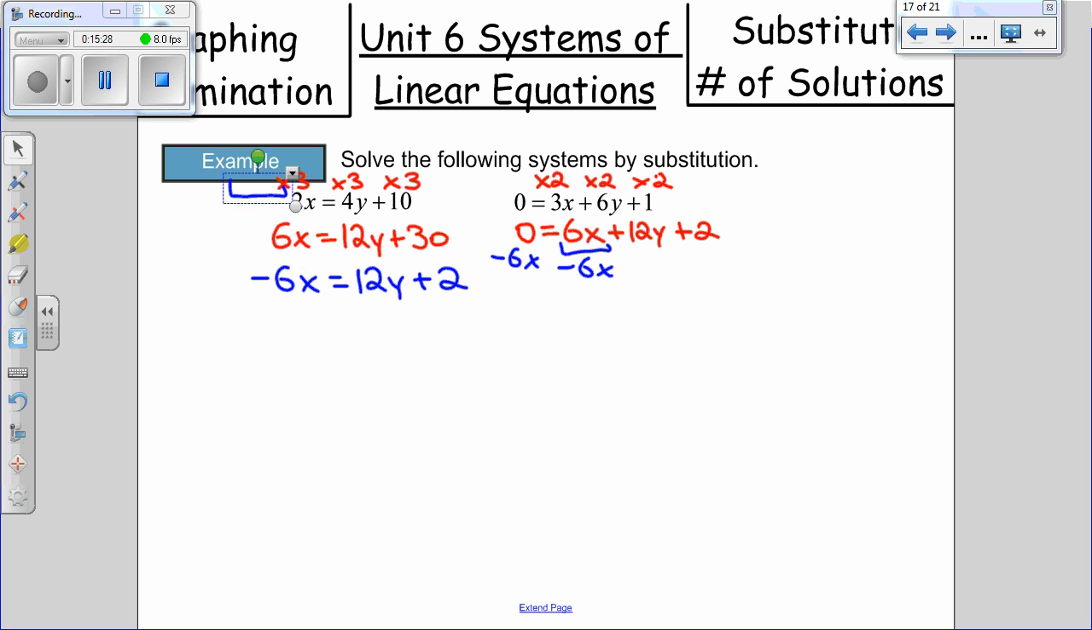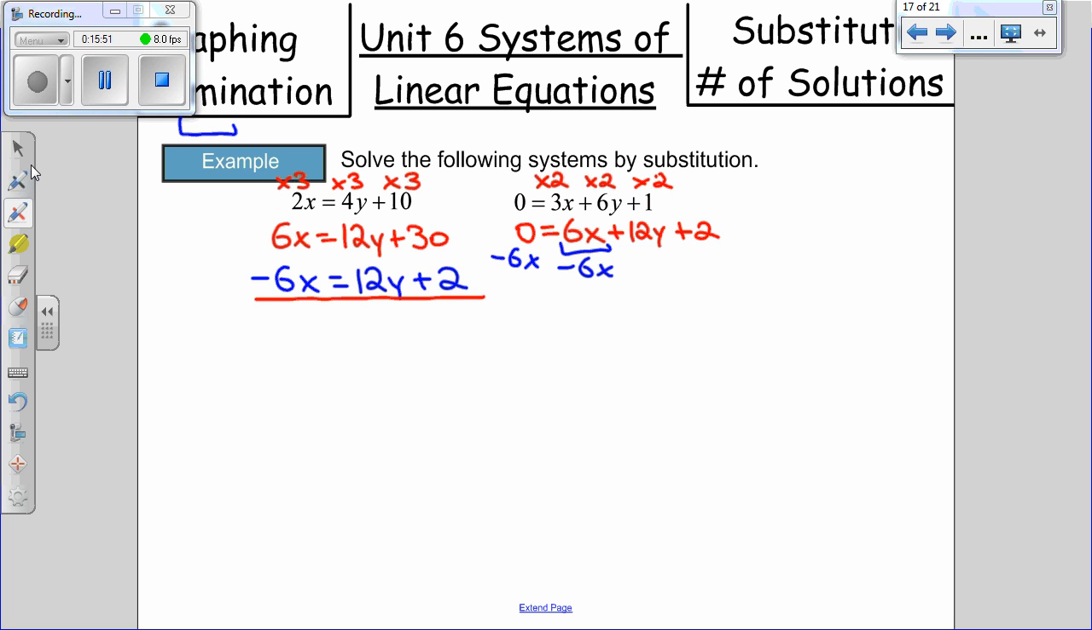But I couldn't do that until I'd written them in the exact same order. That can be the trickiest part of elimination: making sure all the x's are in a straight line, the equal signs are in a straight line, the y's are in a straight line, and the constants are in a straight line.